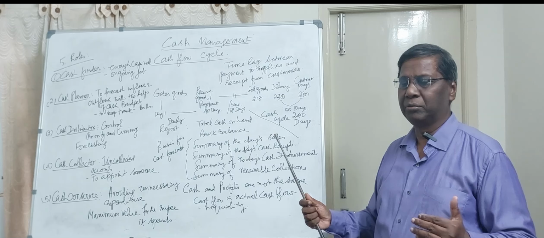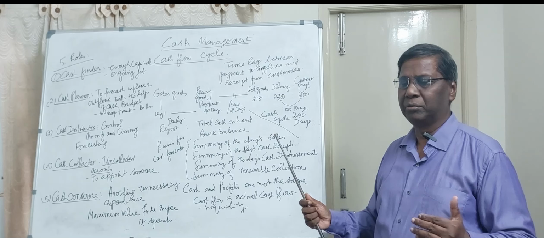The length of the cash cycle is the time passed between the payment first made to the suppliers and the amount received from the customers. There is a time lag between the payment made to the suppliers and the amount received from the customers. There's a time gap, so our aim is to reduce the time gap.